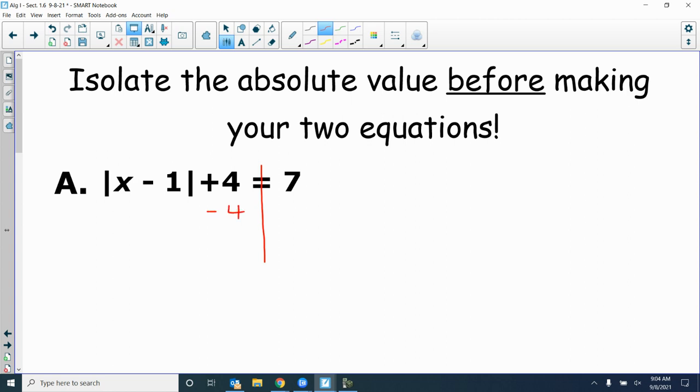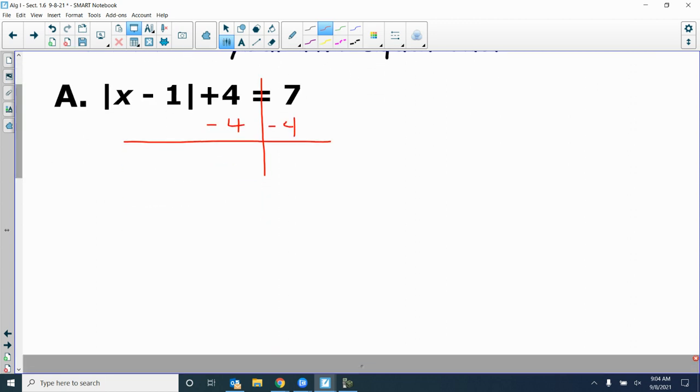Now I'm not breaking this apart yet into two cases. So I keep my absolute value around the x minus 1. And 7 minus 4 is 3. All right, now is my absolute value by itself? Yep, so what do I do now? Split into the two cases. One of them equals 3. The other equals what? Negative 3.